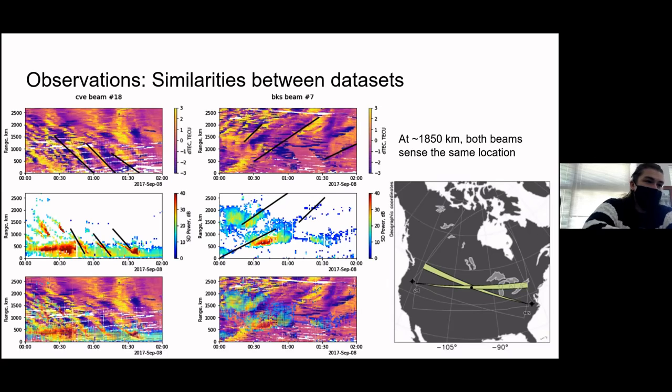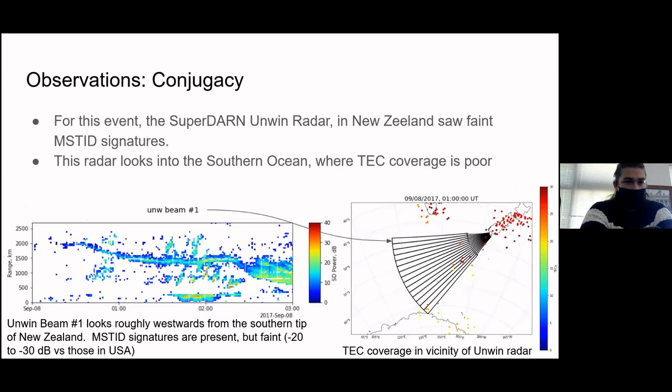And yeah, you see it in the TEC as well. So that's exciting. Another thing, I mentioned conjugacy: there was one radar operating during this event. It was in New Zealand, looking kind of westwards. It's called the Unknown radar.